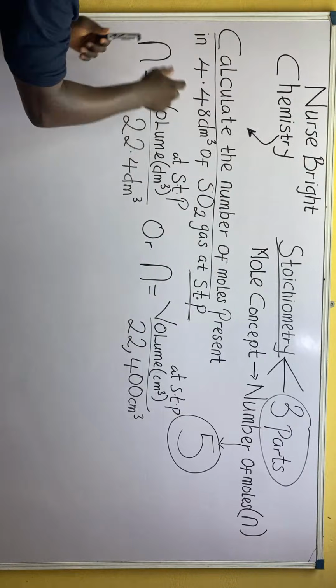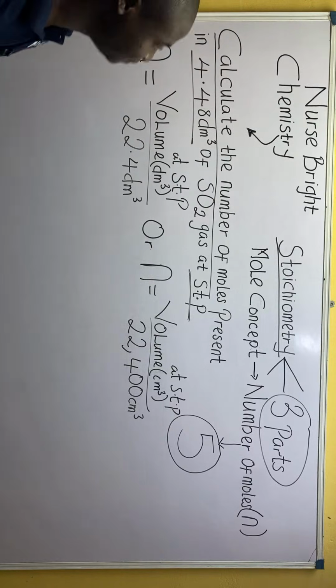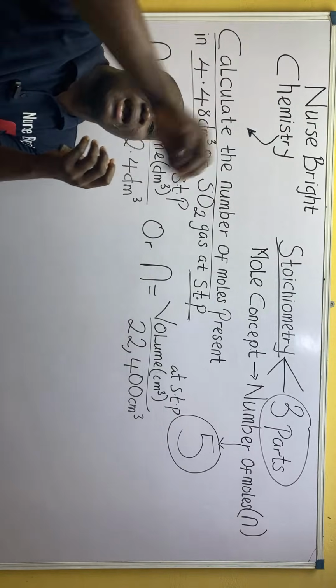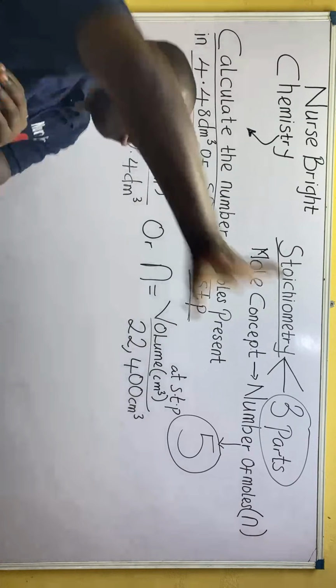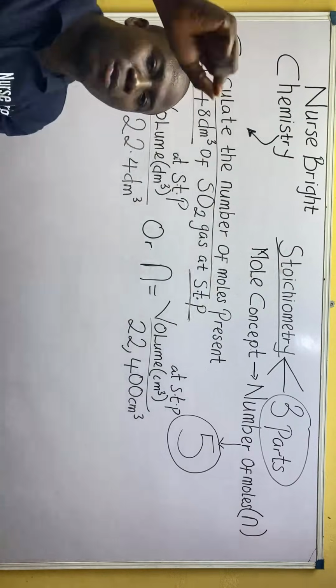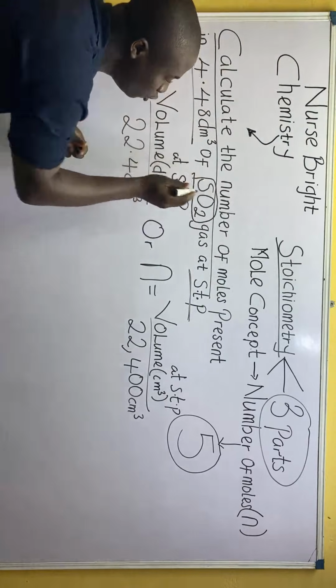Let's read this question together. It says, calculate number of moles present in 4.48 dm cube. What is that? Anything that ends with dm cube, cm cube, liters, milliliters, meter cube, they are all volume. And in this case, my volume was expressed in what? dm cube. Of this SO2 gas, don't get confused.